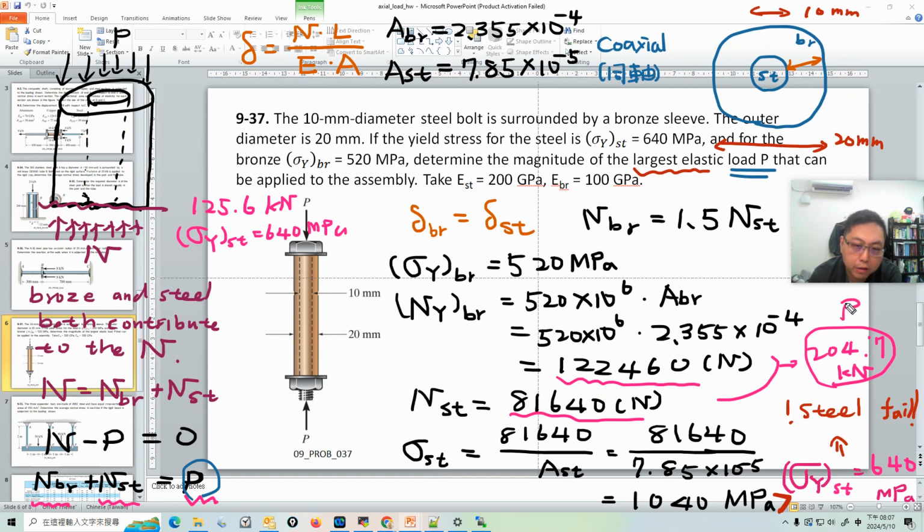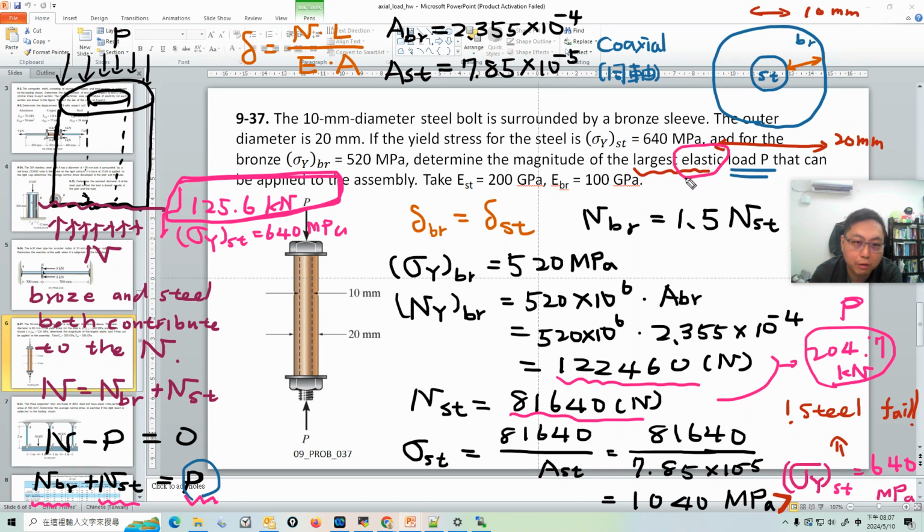But the problem is at this loading, the steel fails. So even if this is the largest P, we don't consider it, because when you apply this loading, your steel fails, your material fails. So this is the value we want. We want the largest value, that means the largest elastic load.